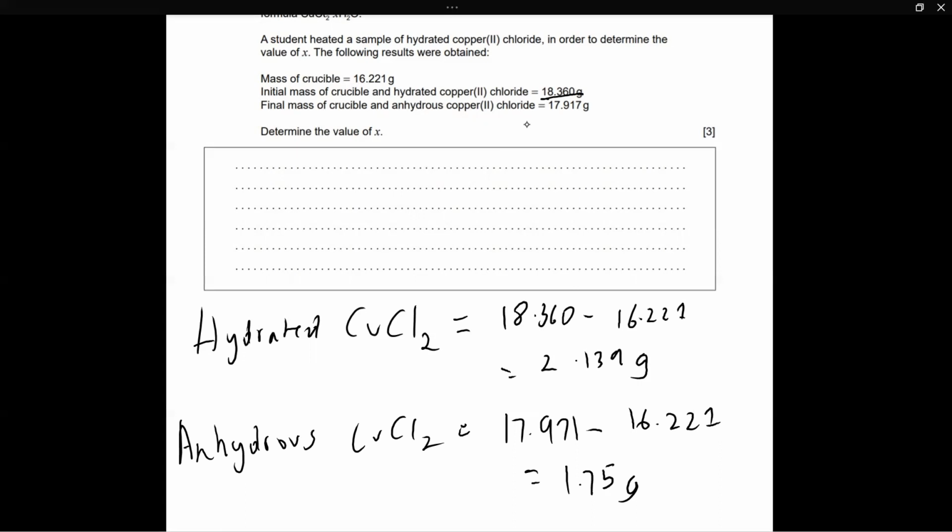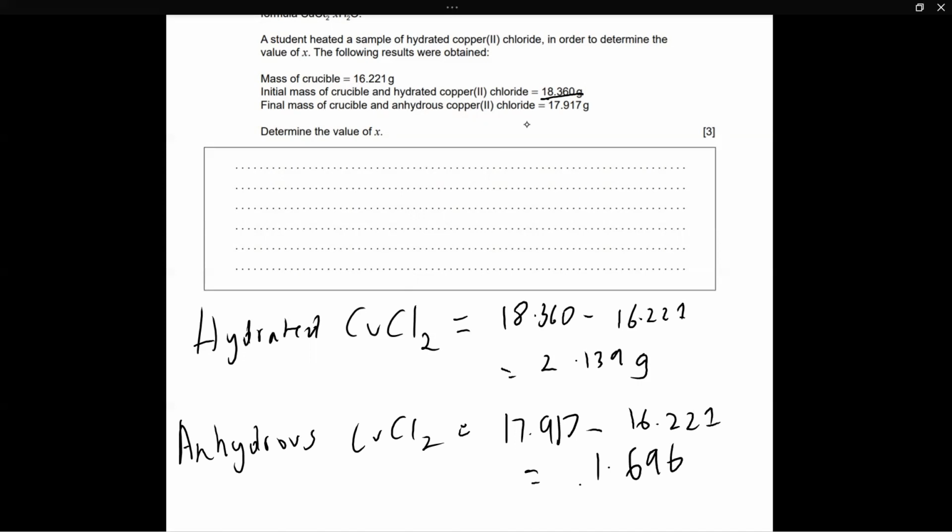If we want to find out the value of X, what we need to do is find out first how much water exactly existed in this hydrous copper 2 chloride, right? And also I just want to make a quick correction over here. I made a mistake. It's actually 17.917, not 71. And it actually gives us an answer of 1.696. My apologies for that.